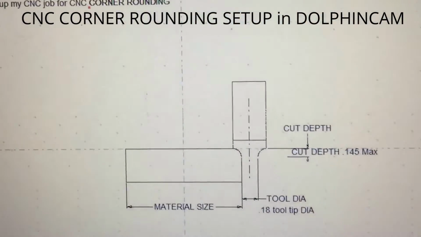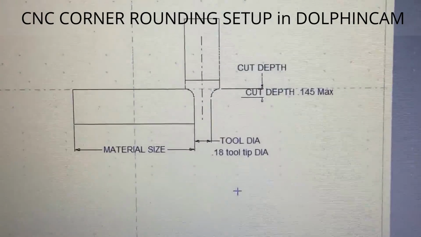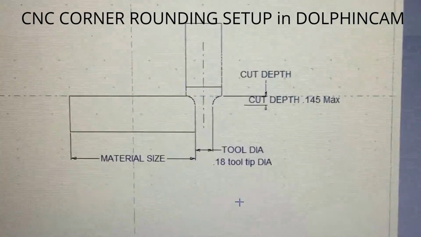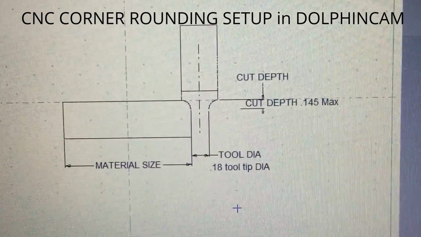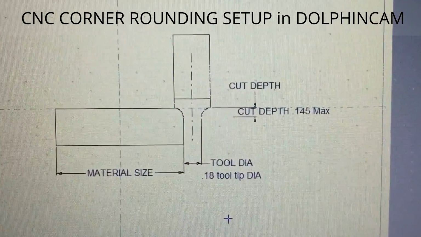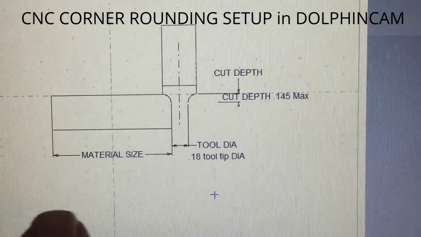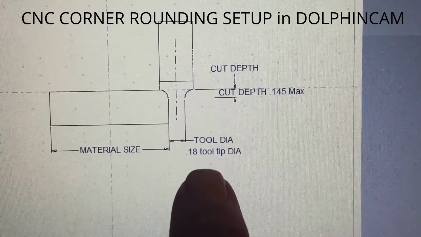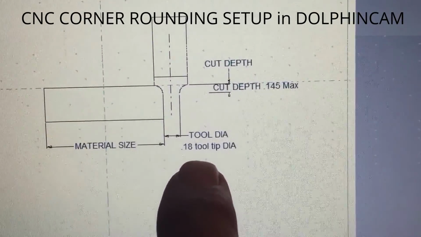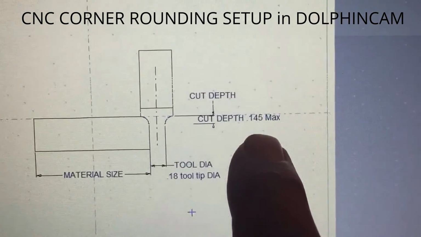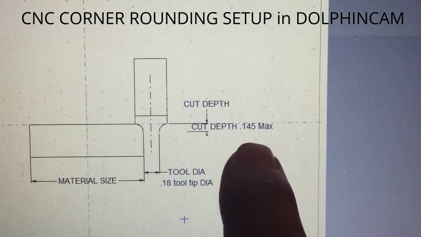So here is a drawing that Andre sent me, essentially giving me some information on a post in CNC Zone about corner rounding. What we have here is the ID and the job that I set up for a 1/16 inch corner rounding end mill. It had a tip diameter of 0.18. It had a cut depth of 0.145 max.